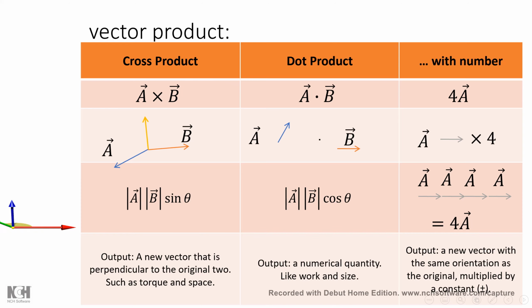We have also the scalar multiplication. If we multiply 4 by the vector A, it is just A 4 times. If this is a vector A, then 4A is the same vector A but 4 times. So we have a new vector with the same direction but 4 times the length. It is easy. If you walk 1 step or 4 steps in the same direction, it is a scalar product with a vector.